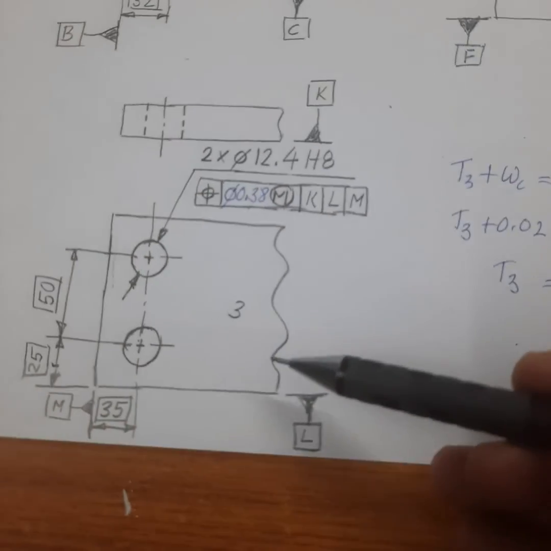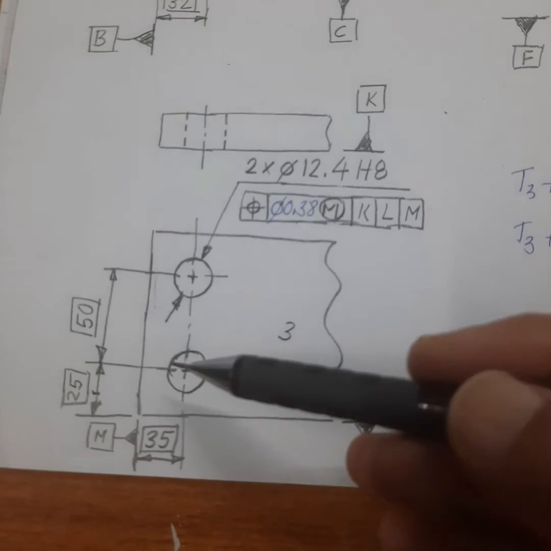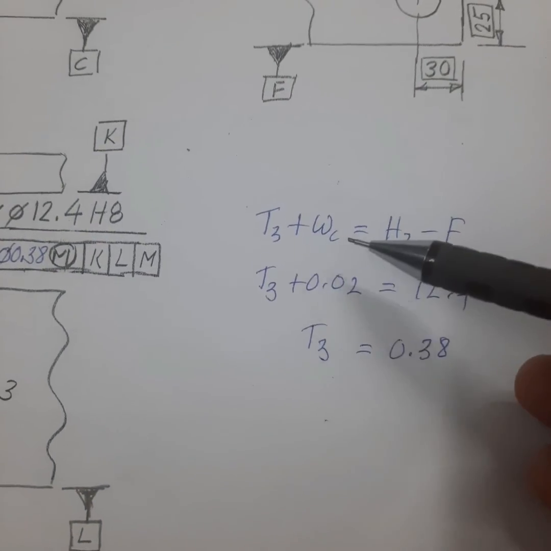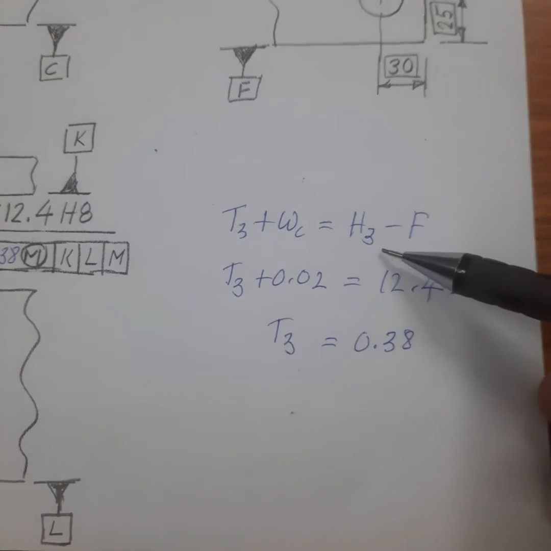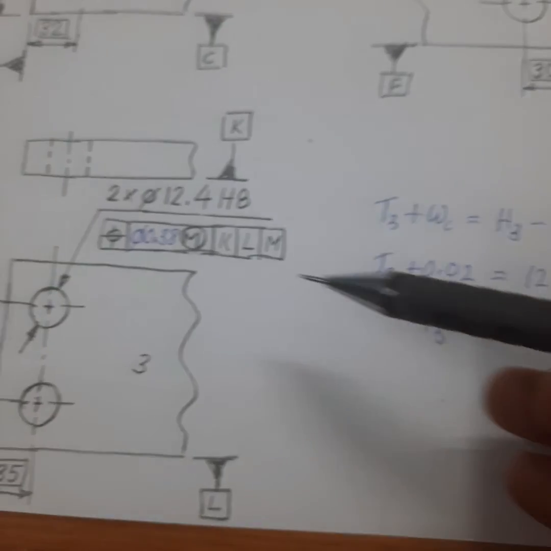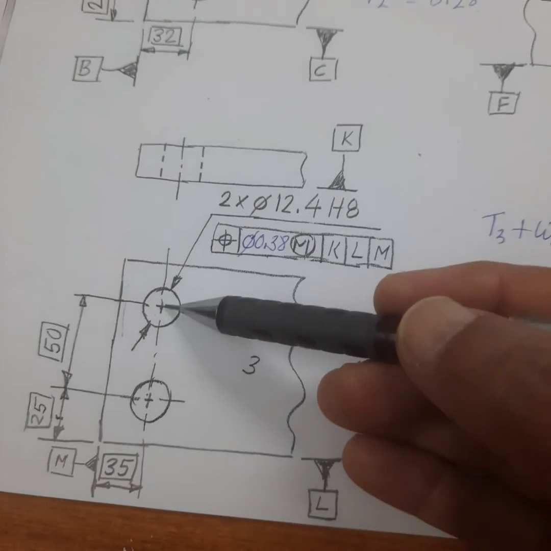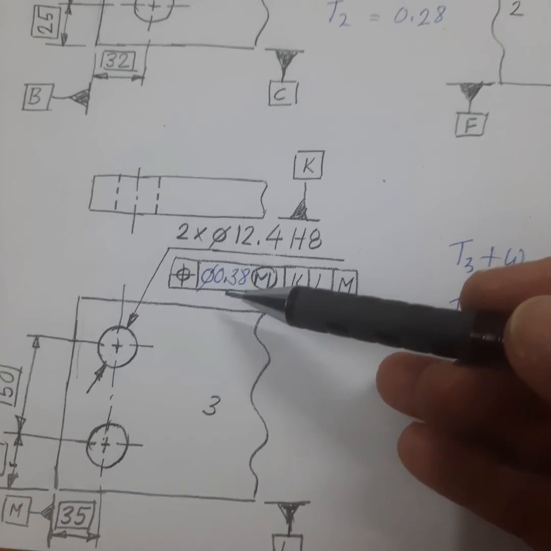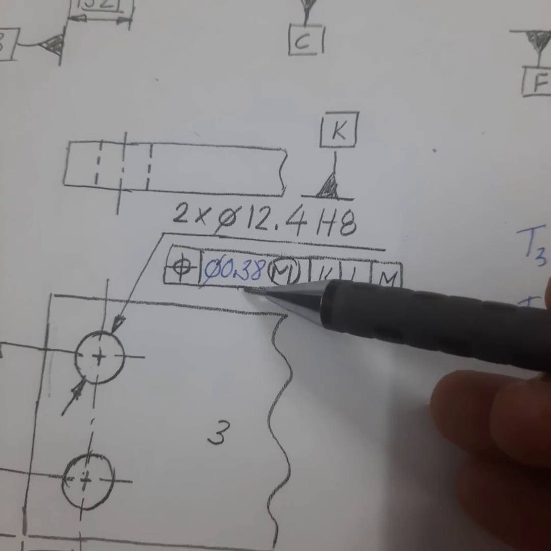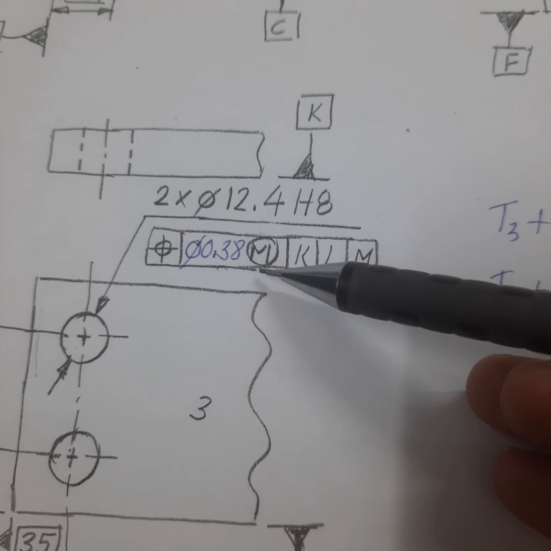Plate 3. T3 plus working clearance is equal to H3 minus F. The T3 value is found to be 0.38. So the holes on plate 3 are to be located with the position tolerance of 0.38 applicable at MMC limit.